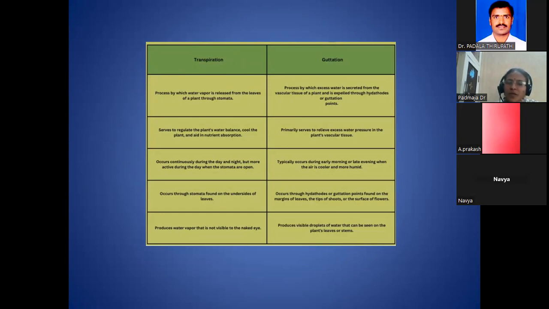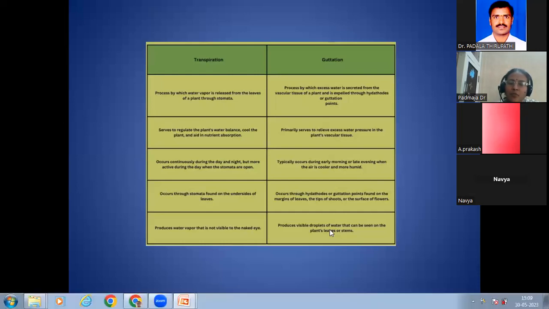Here, the process by which the excess water is secreted from the vascular tissue of the plant and expelled through hydathodes is called guttation. Transpiration serves to regulate the plant water balance, cools the plant and helps in nutrient absorption. It plays a very important role in ascent of sap, absorption of mineral nutrients and translocation of solutes. Guttation primarily serves to relieve excess water pressure in the plant vascular tissue. Transpiration occurs continuously during day and night, but is more active during the day when the stomata are open. Guttation typically occurs during early morning or late evening when the air is cooler and more humid.